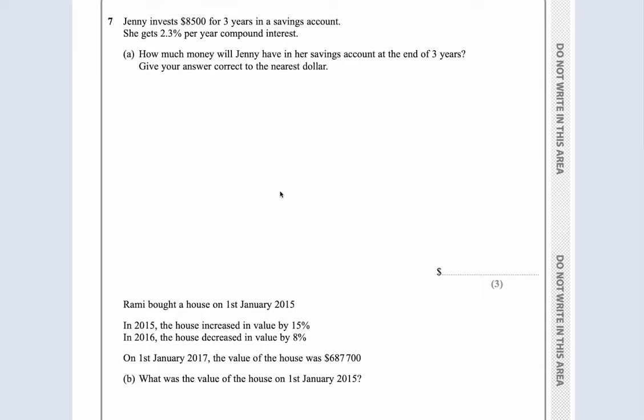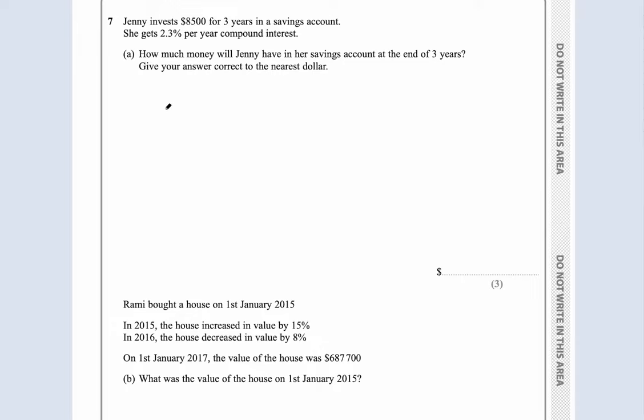Question 7. Jenny invests $8,500 for 3 years in a savings account. She has 2.3% per year compound interest. How much money will she have in her savings account at the end of 3 years? Give your answer to the nearest dollar.